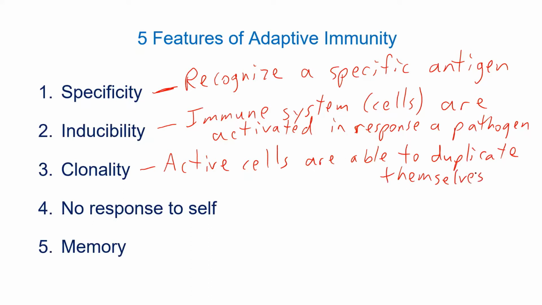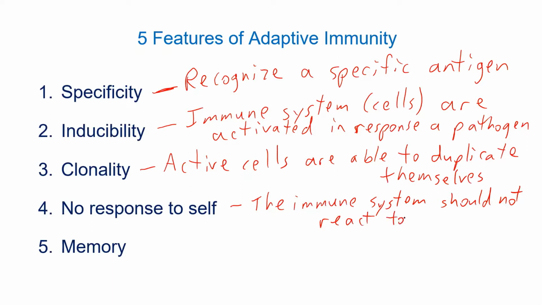Okay, number 4, no response to self. Hopefully that one makes sense. We don't want our immune system to attack our own body. So we can say that the immune system should not react to its own body.